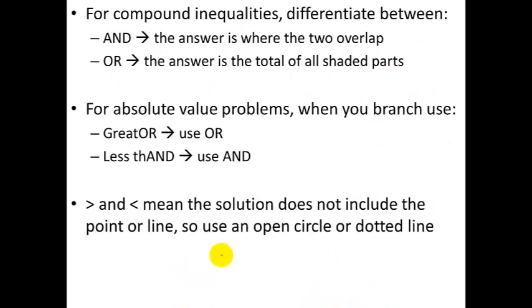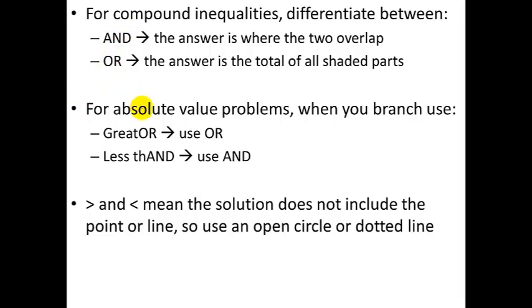Okay, a couple more things here. For compound inequalities, remember a compound inequality is more than one simple inequality joined by the word and or the word or. Okay, so if the word is and, your final answer is just where the two inequalities overlap. But if the word is or, you keep everything from both. So typically your answer with an or will be a larger region, and your answer for an and will be a smaller region. It's more restricted.